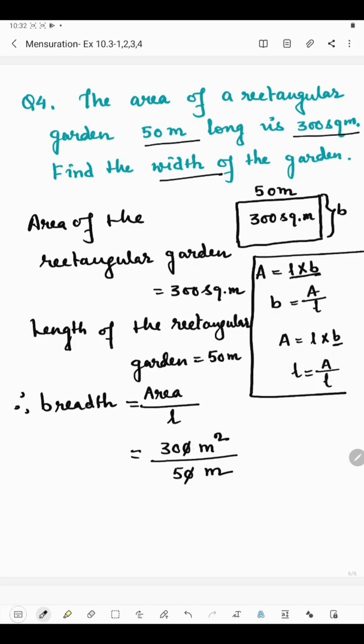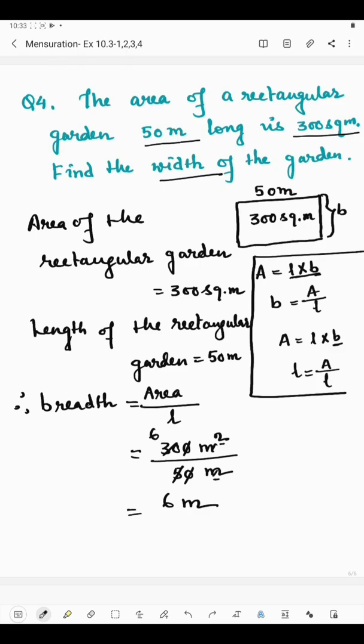So 0 0 will be cancelled, 5 6s are 30. And here is 1 meter and here is 1 meter. So 1 meter will be cancelled. So only 1 meter will be left. Okay, so 6 meter will be the breadth of the rectangular garden.